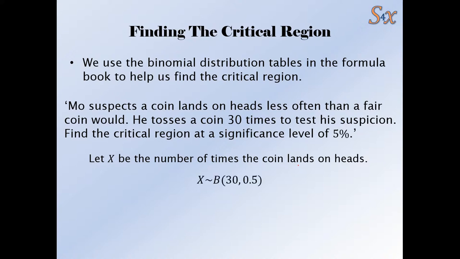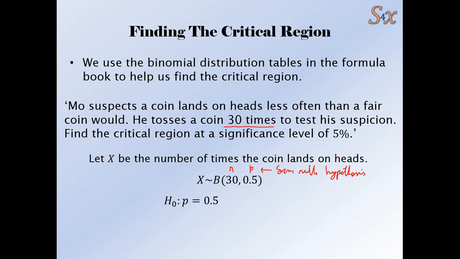We're going to write down our distribution. X is binomially distributed, and remember the first number that goes in the distribution is n, the number of trials. We throw the coin 30 times. The second number is p, the probability of success. Now we take the expected probability of success here, so this is effectively from the null hypothesis. We're assuming the coin's fair, even though we've got a suspicion that it might not be. So we take the probability of success from the null hypothesis.